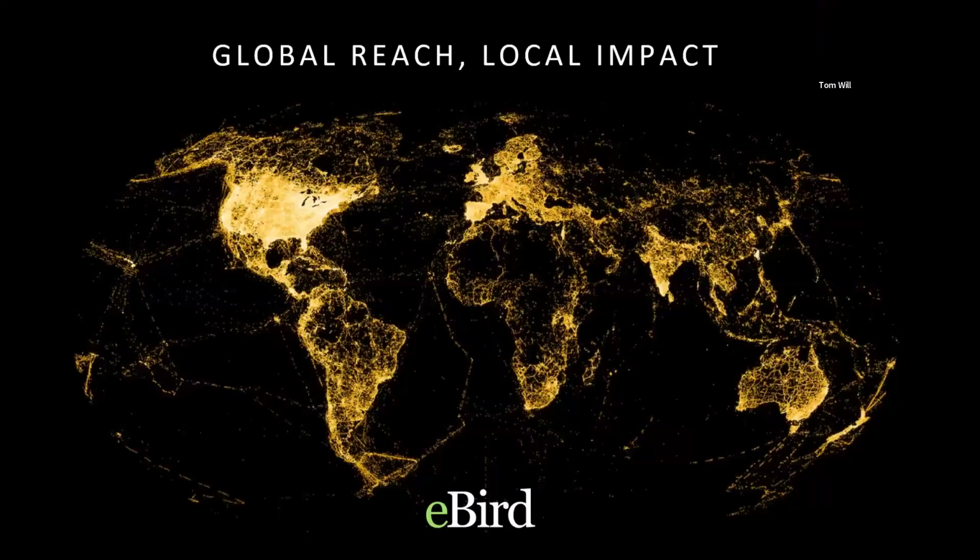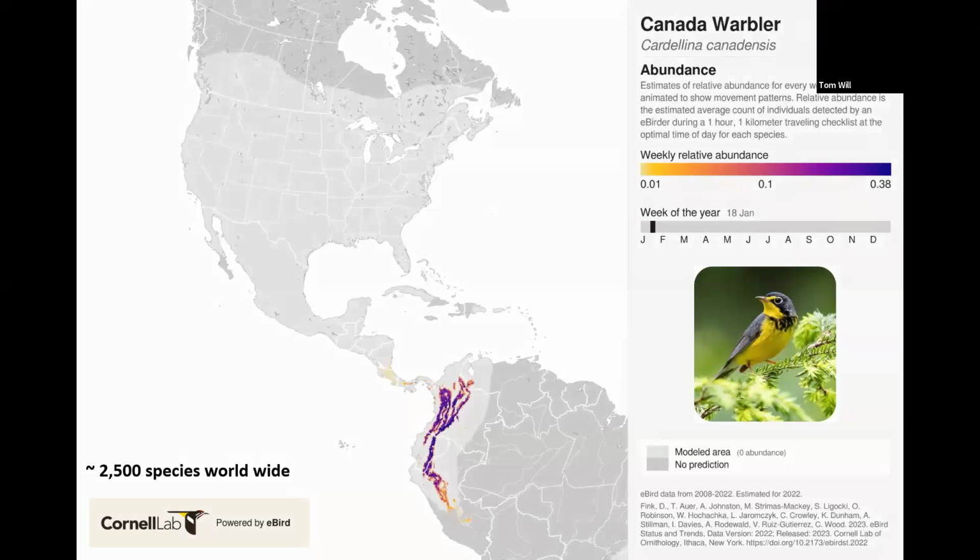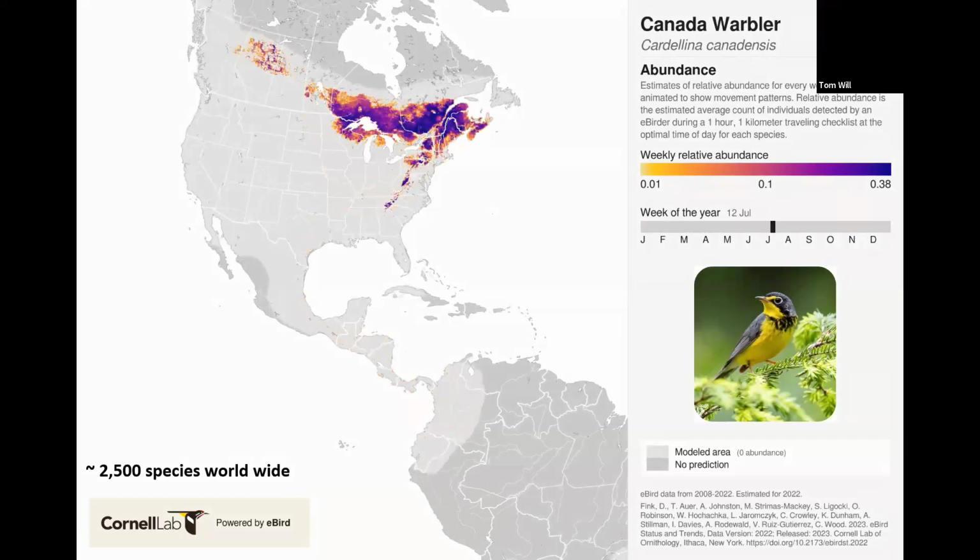So I'm going to go through some of the data products that we have, which we're tailoring more and more to achieve our mission of having a lot of data with a global reach but local impact, really trying to make it relevant at a local level. And the first thing that we have, which is our flagship of information, is our status and trends models.